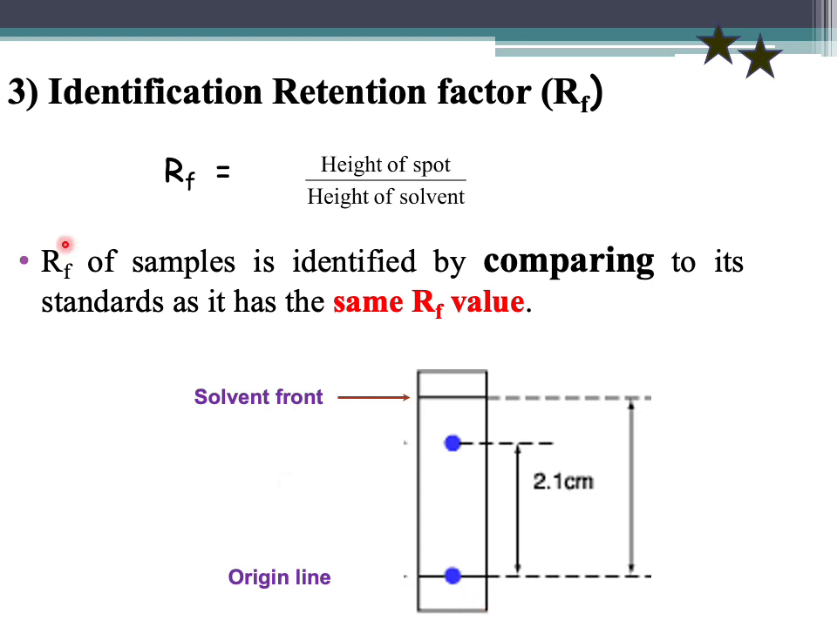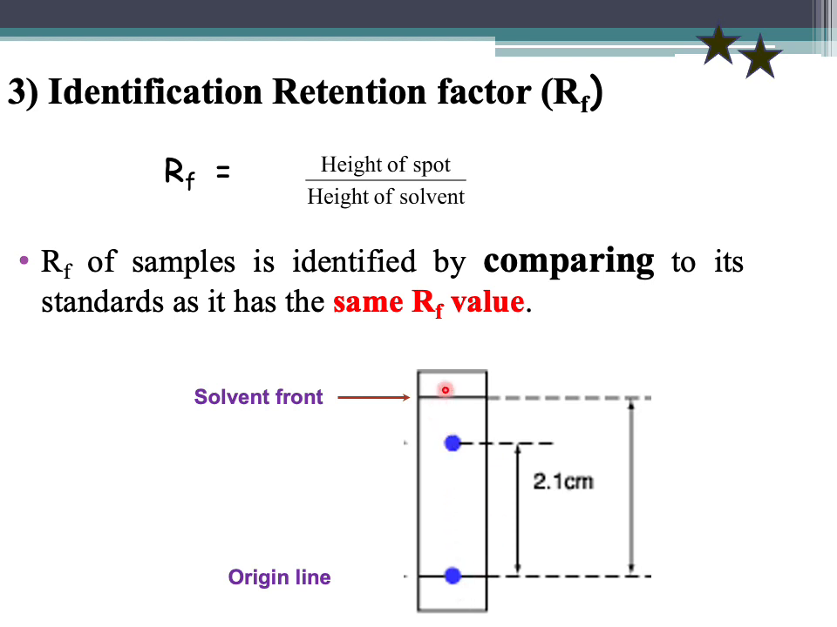Lastly is the identification of the retention factor, Rf. We can determine the Rf, the retention factor. Rf is equal to the height of the spot divided by the height of the solvent. This is the height of the spot that we can see, and the height of the solvent is how high the mobile phase has moved.